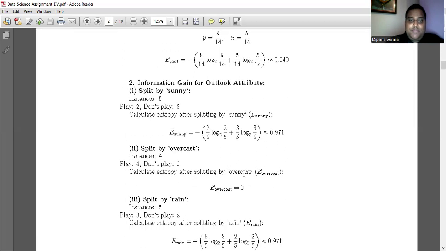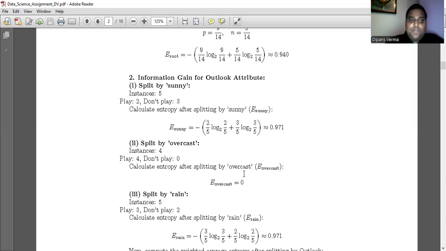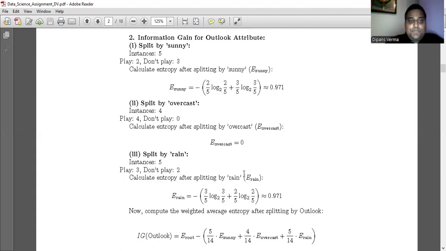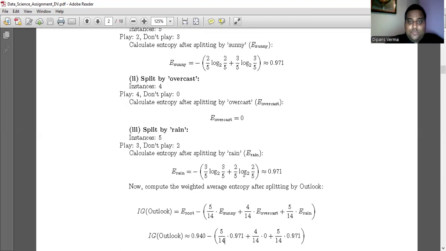Then I will split it by overcast. That means instances is 4, play is 4, and don't play is 0. You can check it clearly from the table. So we can calculate the entropy similarly, and we are getting E of overcast equal to 0. Similarly, we can get the split by rain. That means play equal to 3, don't play is 2. So we can calculate the entropy after splitting by rain, and we get 0.971.